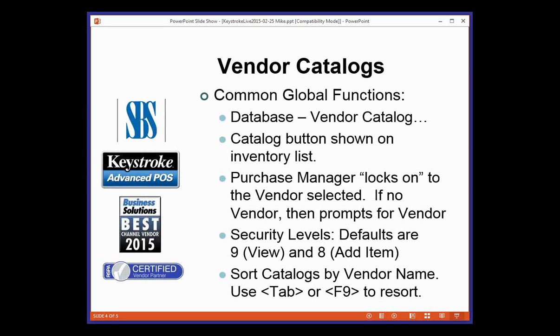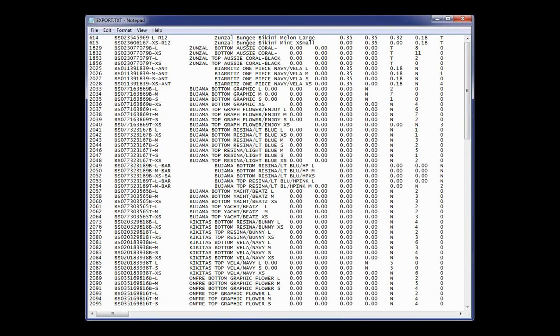Here's a sample file that might be supplied from a Keystroke program. This was actually exported out of Keystroke, and it's exported in a tab delimited format. You could do this in a CSV format also. This would be an example file you might get from your supplier.